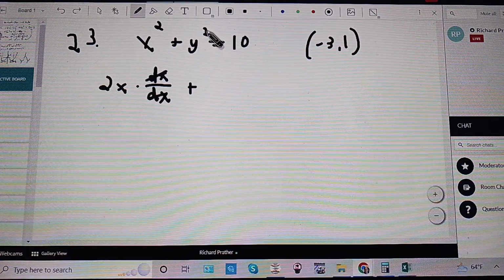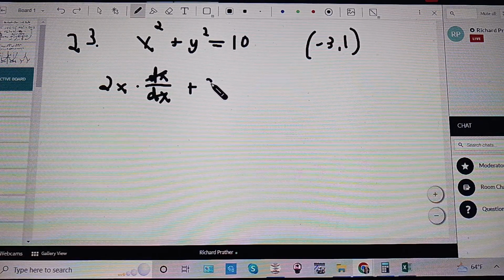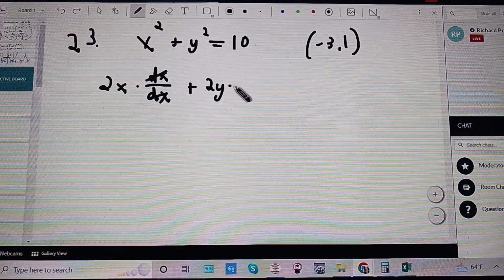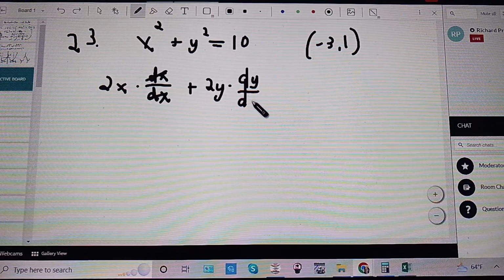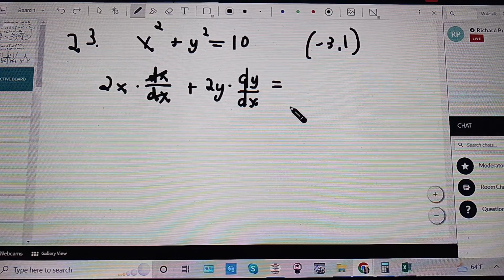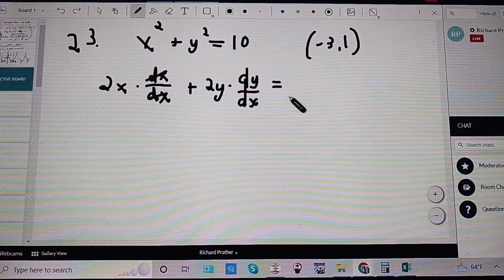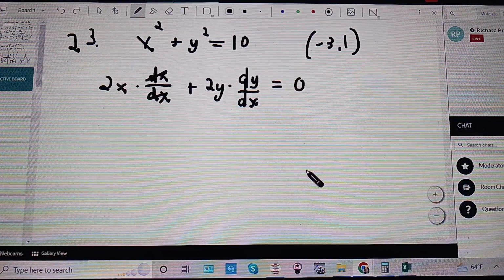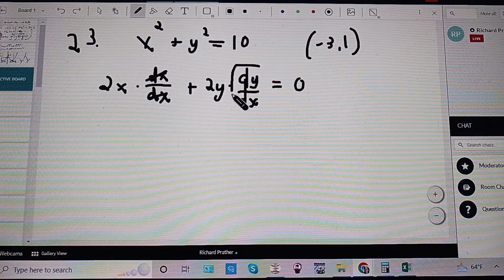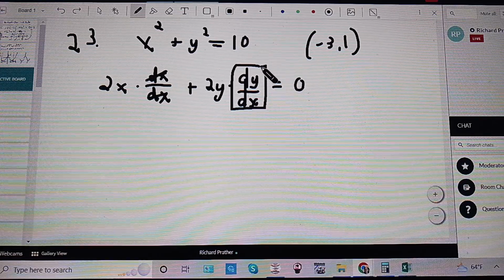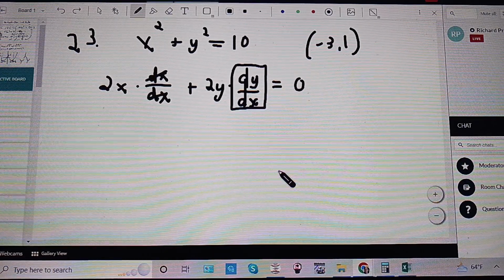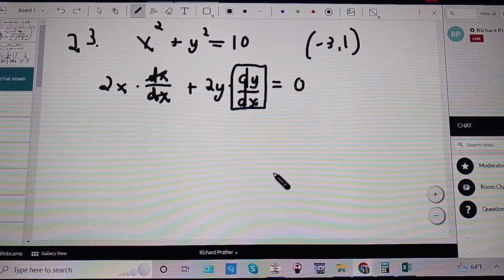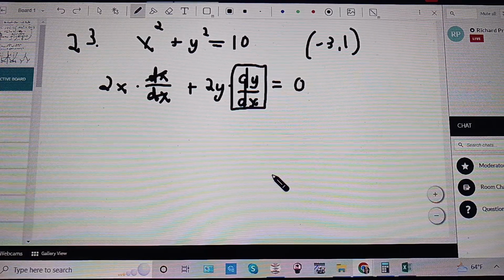And then the derivative of y squared, that would be 2y, but then it gets a dy over dx that doesn't cancel out. The derivative of 10 is nothing. And then you want to solve for dy over dx, because that's the derivative of y with respect to x. That's y prime, that's f prime of x. That's the derivative. If I can get that by itself, that will lead me to the slope of the tangent line.